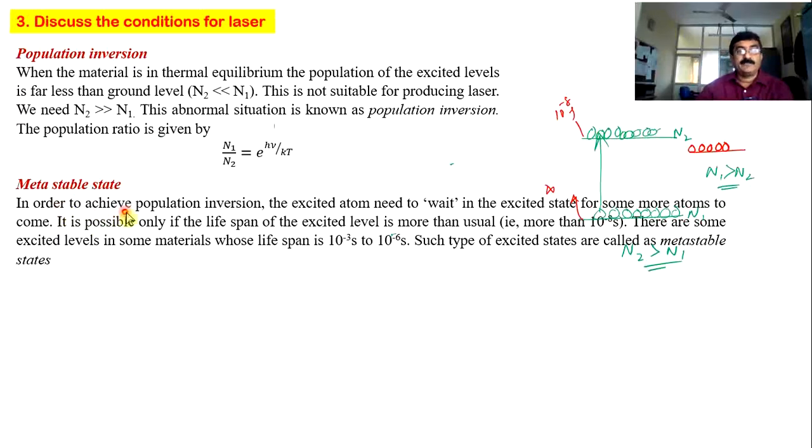So the sentence goes like this. In order to achieve the population inversion, the excited atom needs to wait in the excited state for some time for some more atoms to come. It is possible only if the lifespan of the excited level is more than usual, more than 10 power minus 8 second.